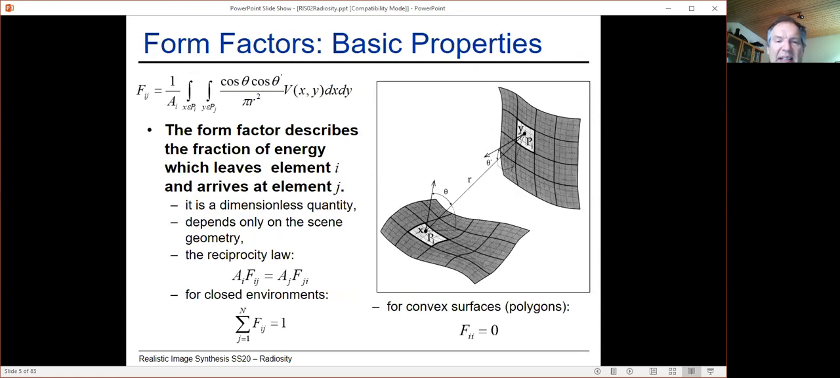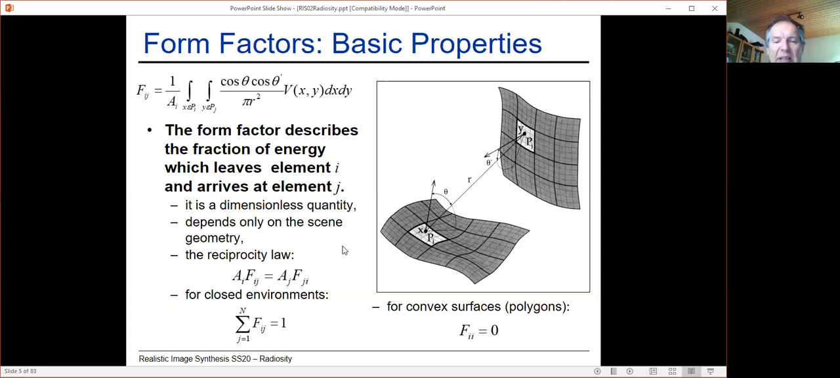I mentioned in the last lecture some basic properties of the form factor. Essentially we have two mesh elements, and I compute the form factor from element I with respect to element J. I essentially would like to know what fraction of the energy distributed by patch I will arrive at patch J. So this order of indexing is very important. I am talking about energy distribution from patch I towards patch J. And this is a fraction.